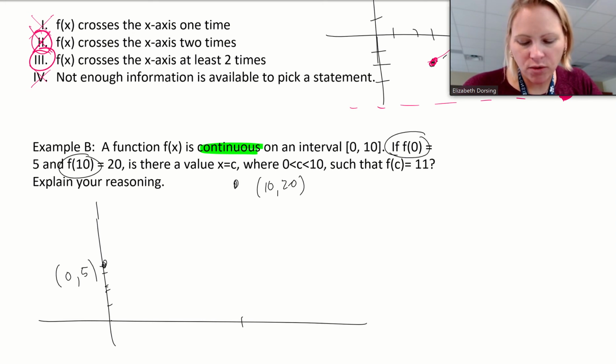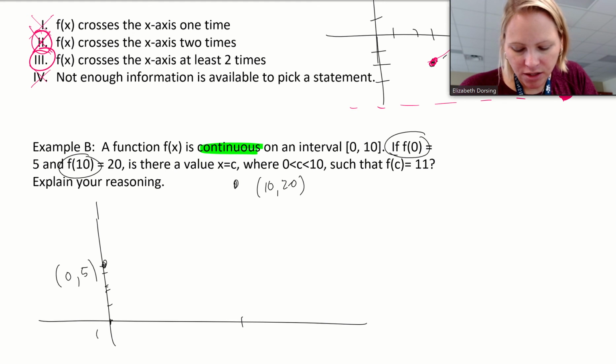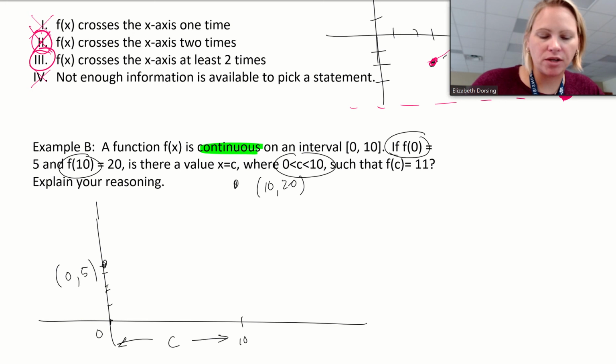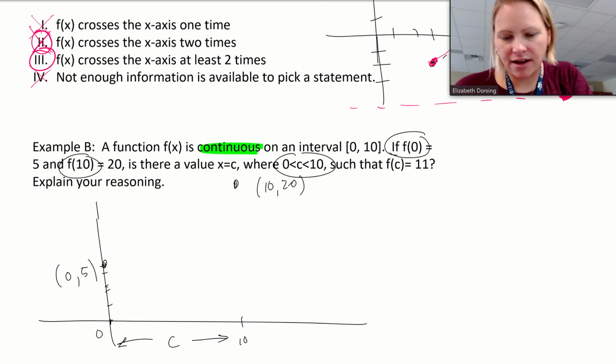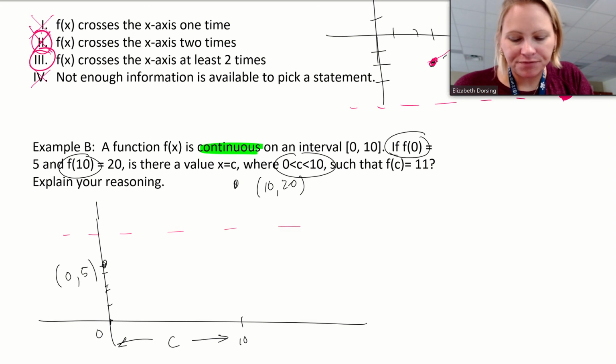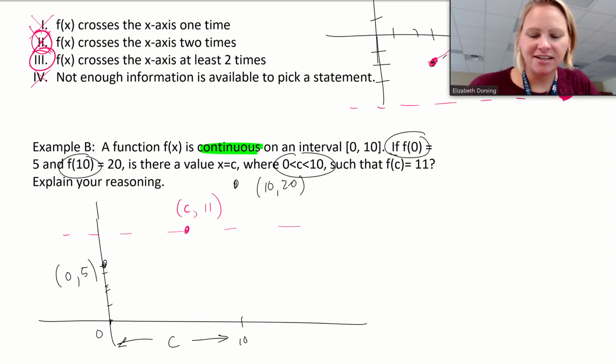So is there a point somewhere, here's 0 and here's 10, so c is somewhere in here, that's what this is saying, it's not the endpoints, such that I have a y value of 11. So where's 11? 11 is kind of right in here. Now, is there a c for 11, basically, somewhere in between the 2 points that I plotted?